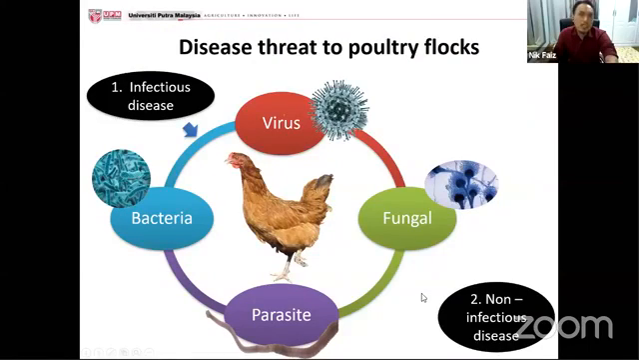So when it comes to disease challenges, these are some of the disease challenges that threaten poultry flocks all over the world. They can be divided into viruses, bacteria, parasites, or fungal diseases. You have probably learned a lot about viral, bacterial, parasitic and fungal diseases that can affect poultry overall. We also have non-infectious diseases, which are mainly management problems or accidental things.